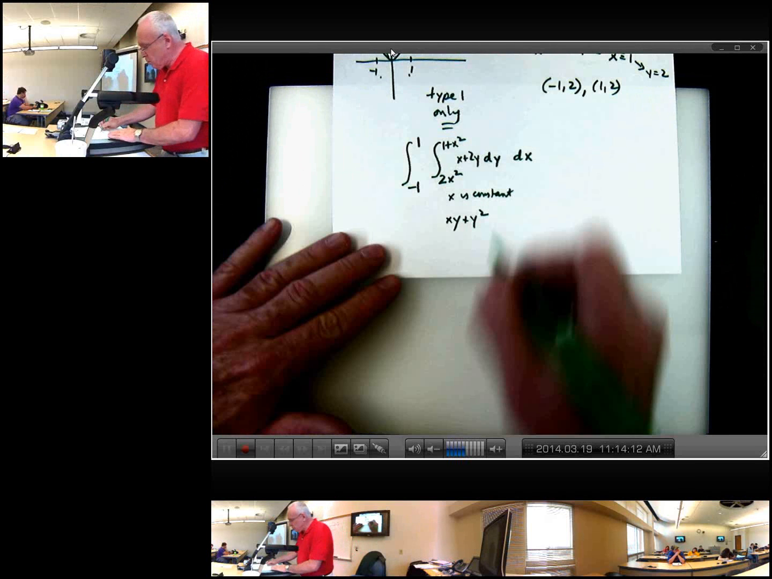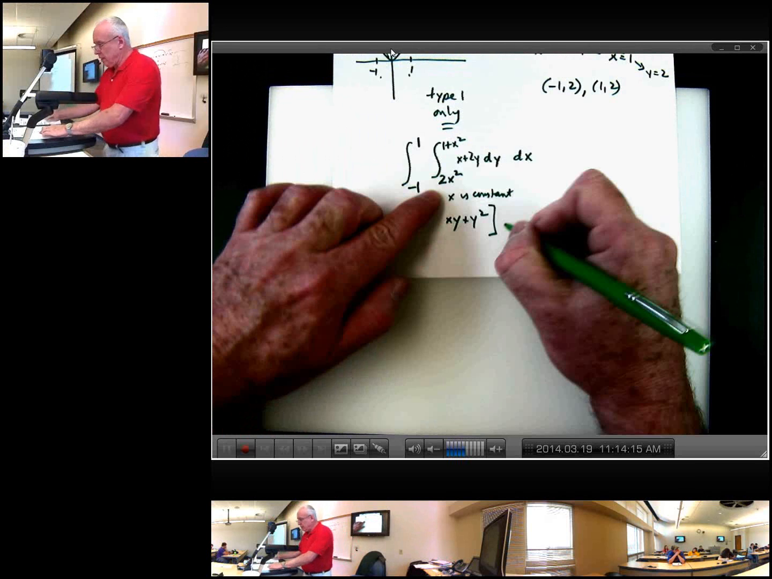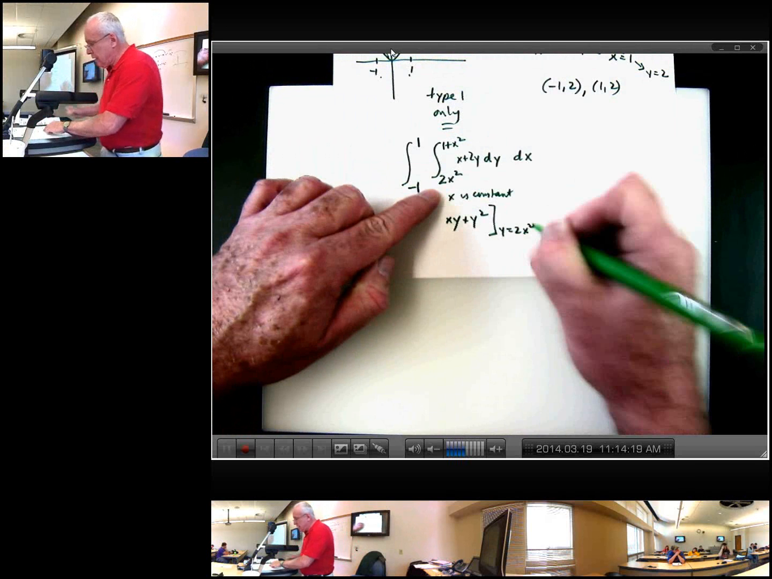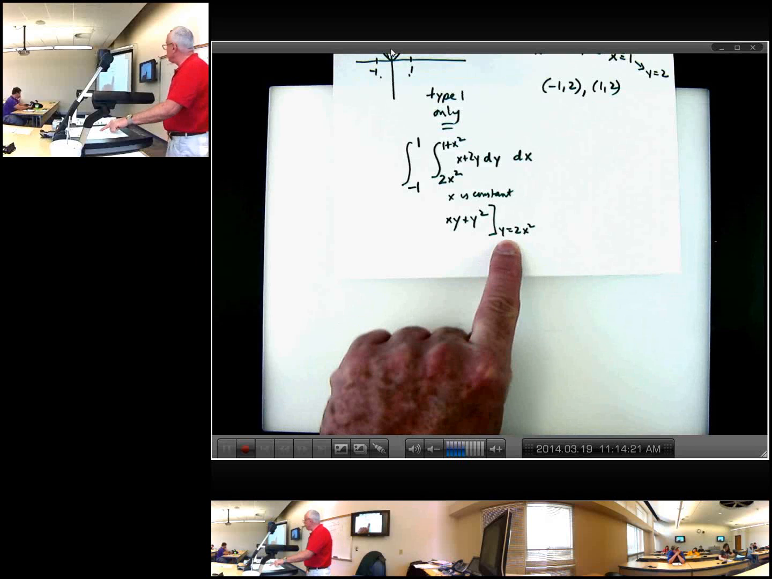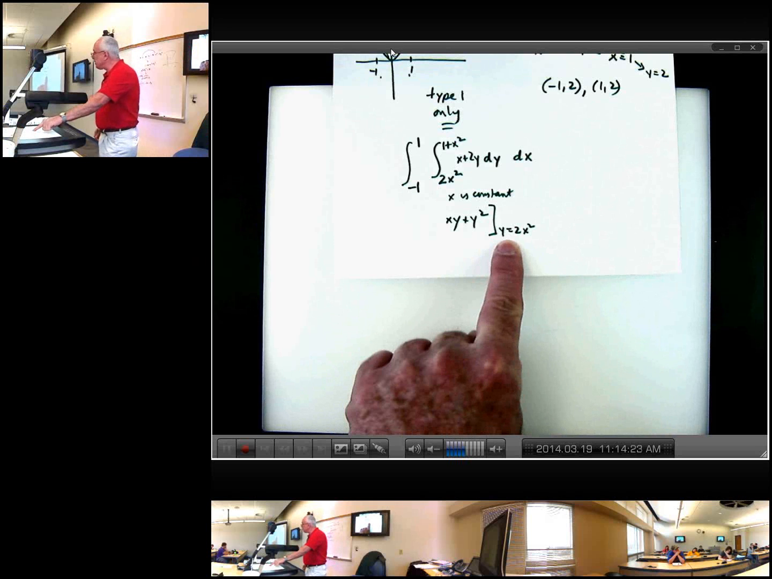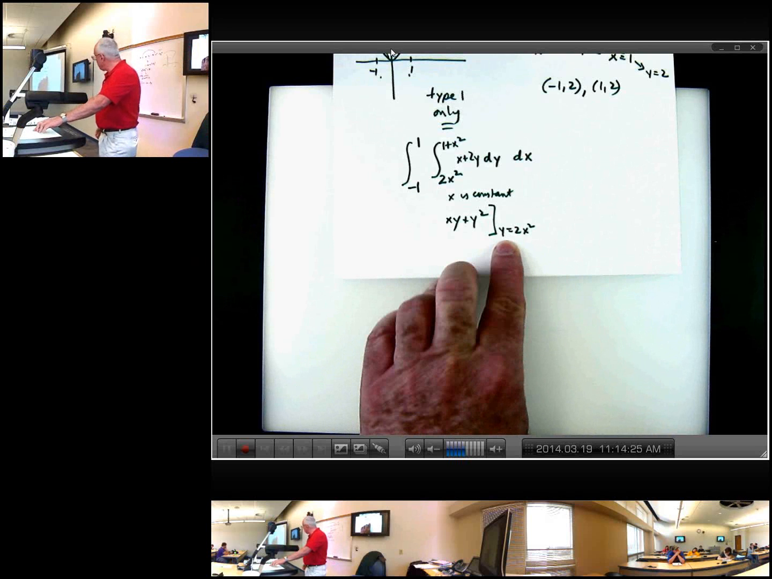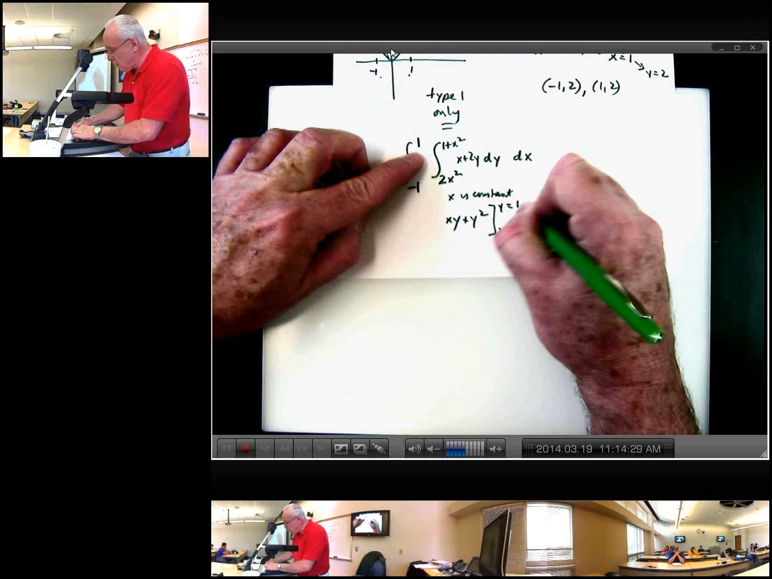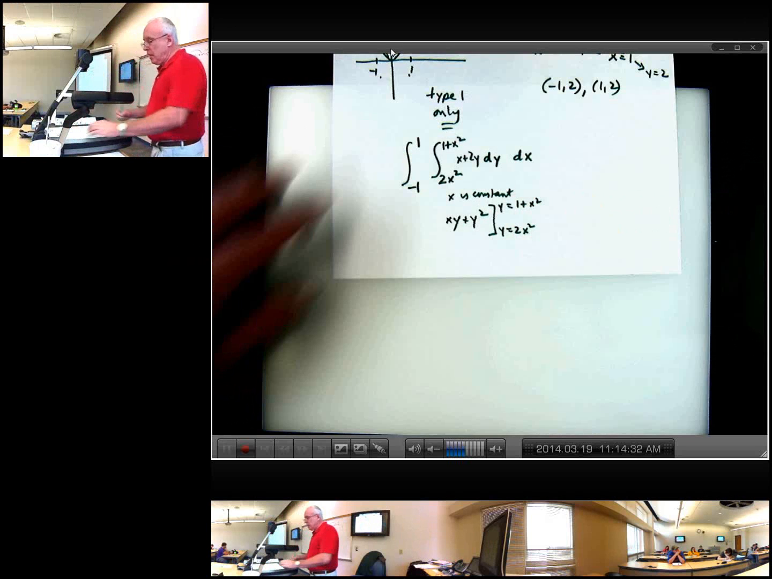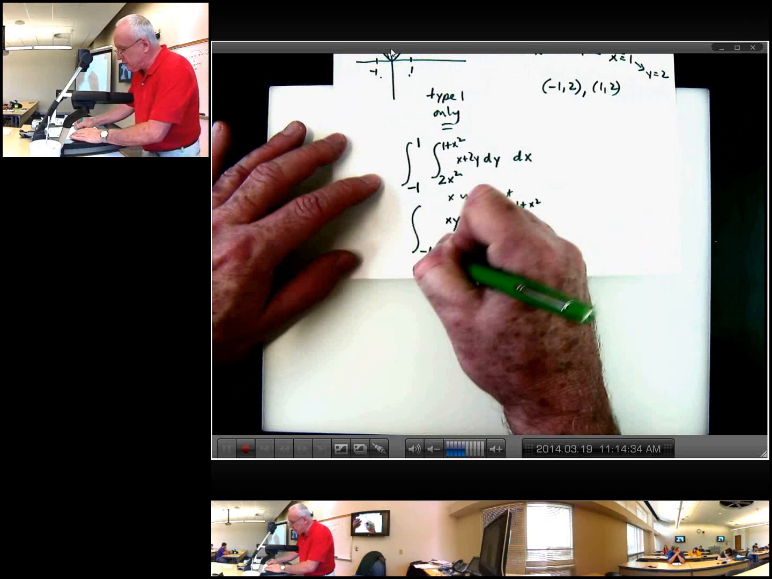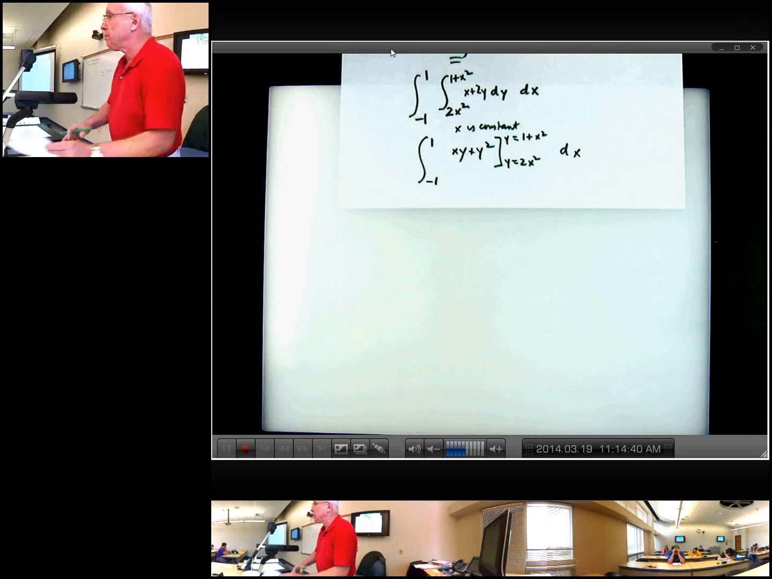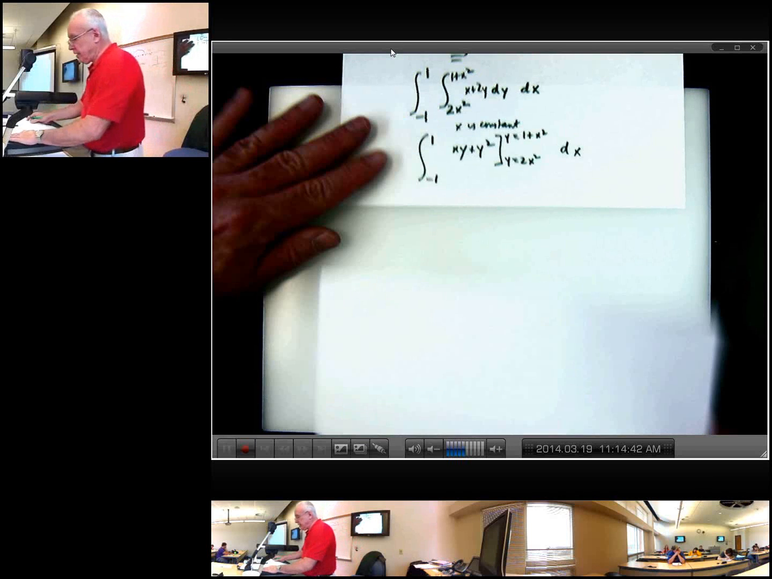And now this one, okay, bottom limit is y equals 2x squared. Really helpful to be indicating what I'm substituting what with. Y equals 2x squared. My upper limit is y equals 1 plus x squared. And then that's all on the inside of -1 to 1 dx. Ooh, fun. All right, so let's start plugging this in and see what we get here.